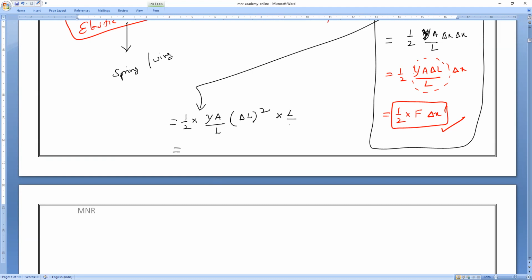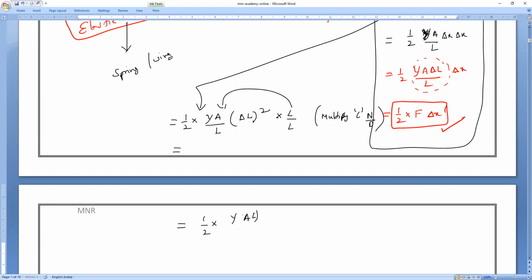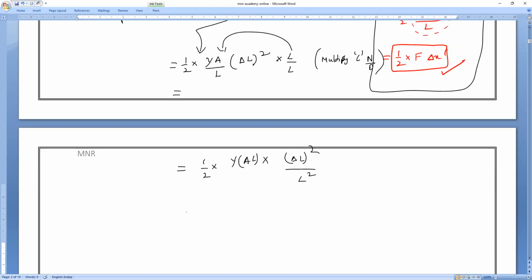Now multiply both numerator and denominator with L. Write it, everybody. If I do that, I will take 1 by 2 separately, Young's modulus, and this L separately. L into delta L whole square divided by L into L. L into L what? L square. So half into Young's modulus into A into L is equal to something.